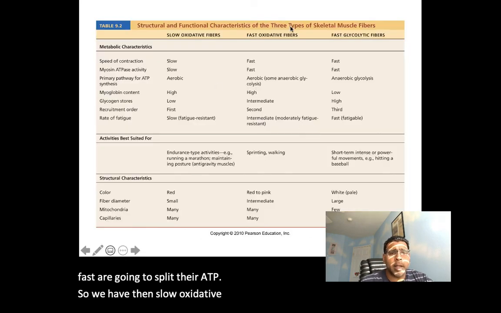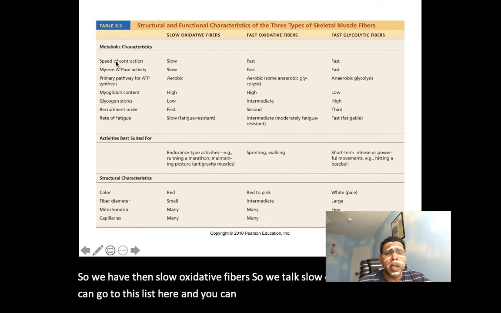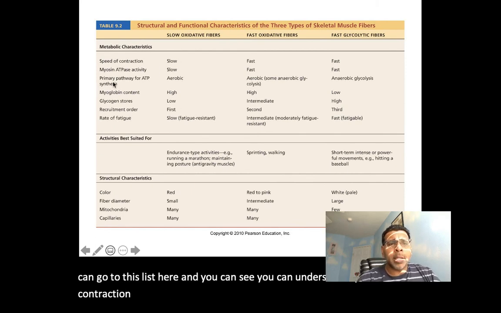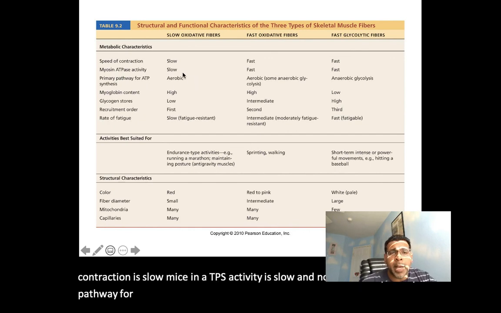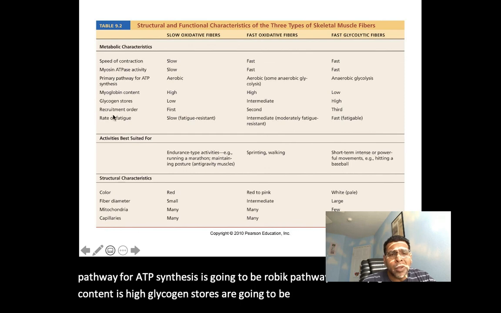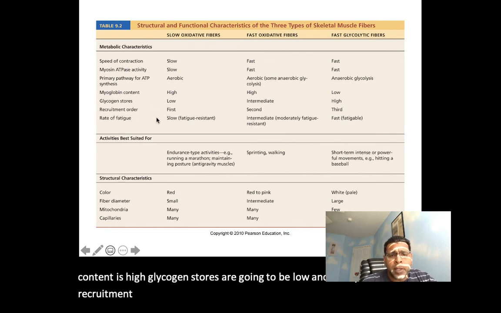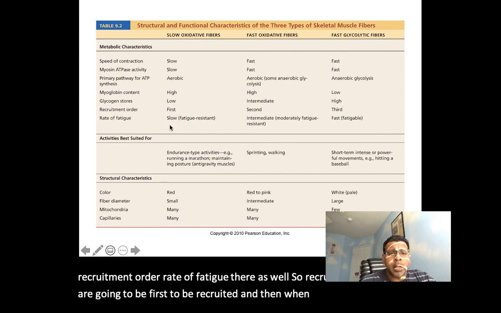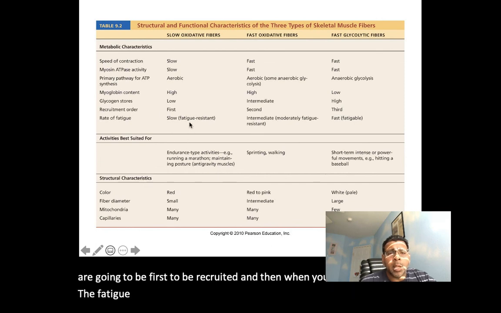When we talk about slow oxidative fibers, you can go through this list and understand that speed of contraction is slow, myosin ATPase activity is slow, and the primary pathway for ATP synthesis is aerobic. Myoglobin content is high, glycogen stores are low, and then you can see recruitment order and rate of fatigue. These are going to be first to be recruited, and fatigue is going to be slow. They're basically fatigue resistant fibers.